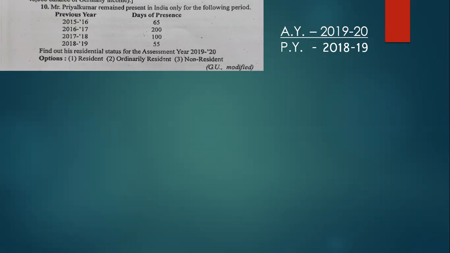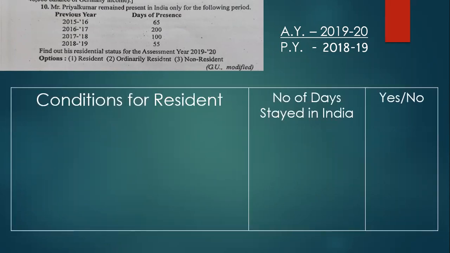Okay, then you have to make one table of 3 columns. One column is for conditions for resident. The second column will be number of days stayed in India, and the third column will be yes or no. Okay, you have to make these 3 columns.